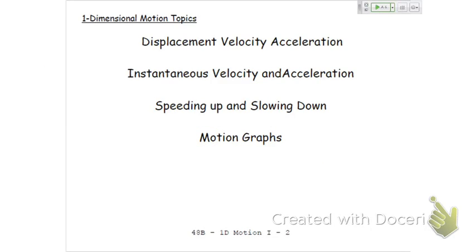So we're going to talk about displacement versus distance traveled. We're going to talk about displacement, velocity, and acceleration. We're going to talk about instantaneous velocity and instantaneous acceleration. We're going to talk about things like speeding up and slowing down. There's some confusion about speeding up and slowing down. And then we'll start talking about motion graphs.